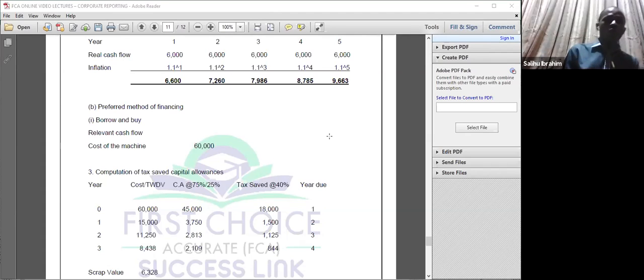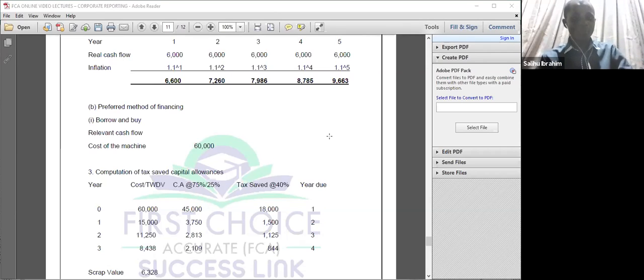Now, for borrowing to buy, what will be the relevant cash flow? Number one, cost of the machine will be relevant. Okay, cost of the machine will be relevant, and that is what we have here. The relevant cash flow already in the first part.